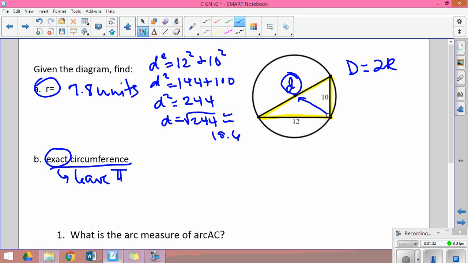Pi functions a lot like a variable. And so we create a lot of rounding error when we multiply by 3.14, and so sometimes it's better to not. And so our circumference is 15.6 pi units. Because it is like perimeter, it's just units.